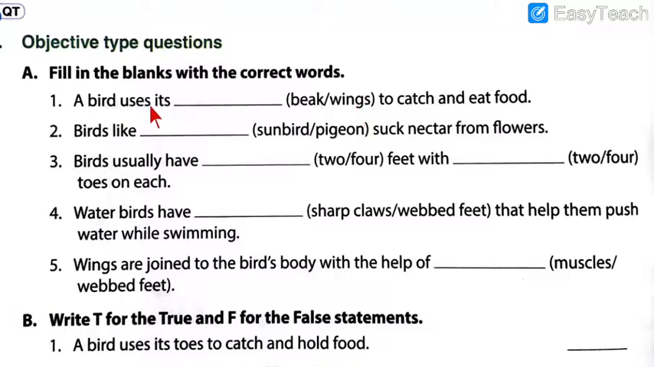So what do the birds use to catch and eat the food? Please select the correct answer quickly. I will also write the answer, but try to find the answer on your own. Is it beak or wings? The correct answer is beak. So, I will place the answer in the blanks. So, a bird uses its beak to catch and eat food.